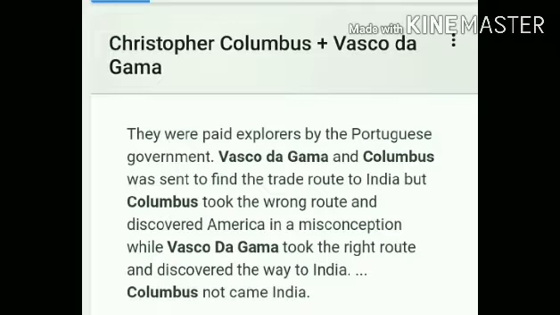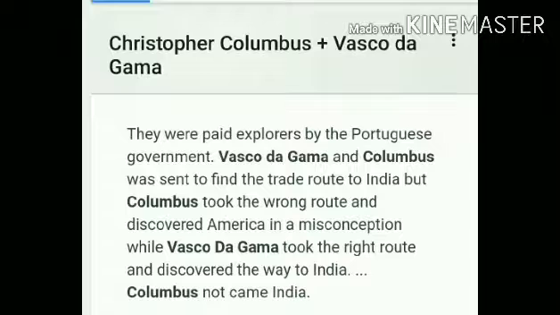Christopher Columbus and Vasco da Gama were explorers paid by the Portuguese government. Vasco da Gama and Columbus were sent to find the trade route to India, but Columbus took the wrong route and discovered America in 1492 by misconception, while Vasco da Gama took the right route and discovered the way to India in 1498. Columbus did not come to India.